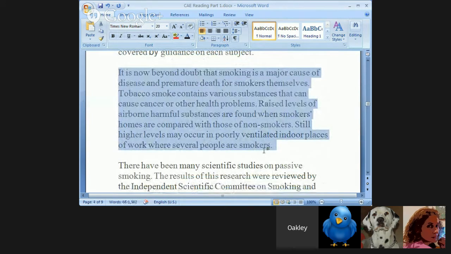All right, now, whatever method you use, scanning the questions and then the reading, scanning the reading and then looking at the questions, or going back and forth, regardless, the more things you can cross out, the faster you're going to go. Aretheli, what's the important part of this paragraph, do you think? Smoking is a major cause of disease. Okay.